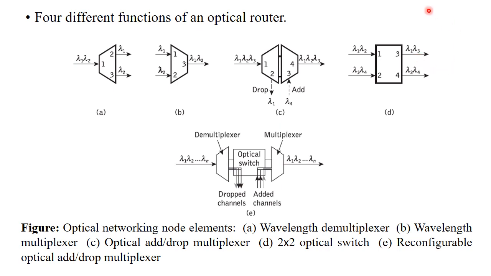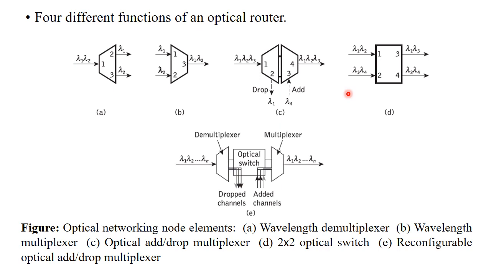Therefore this is known as a 2x2 switch, a 2 input 2 output switch, where lambda 2 at this point has been changed over to this direction, and lambda 3 at the input port has been changed over and given to port 3. Therefore, at the output we are going to have a changed combination: lambda 1, lambda 3 and lambda 2, lambda 4. Now this is just by considering a few wavelengths, that is lambda 1, lambda 2, lambda 3, lambda 4. 4 wavelengths are being considered in this example.